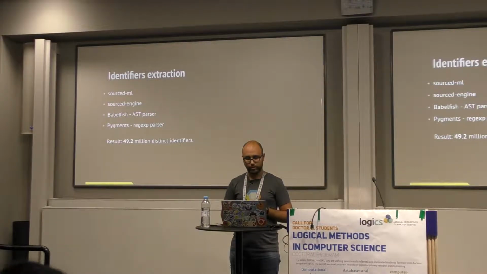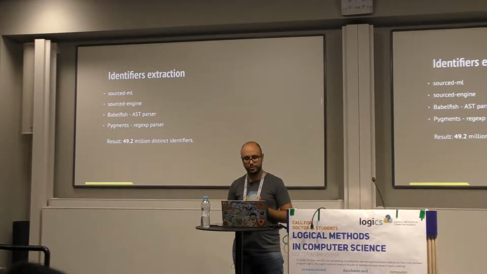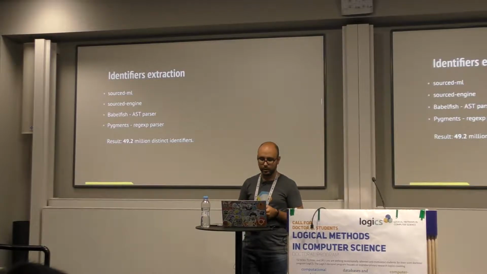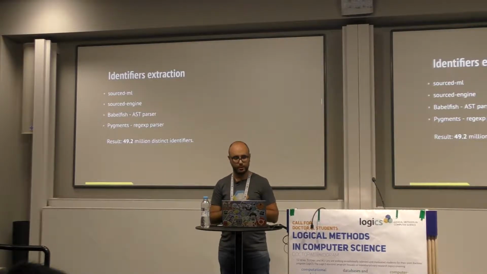And the problem here is that if you want to use a regular expression parser, it is going to make mistakes just because it doesn't know much about the context, about the structure of the source code. So we had to manually write some rules to filter the noise after regular expressions. And our data set, which we release, is 49 million distinct identifiers.